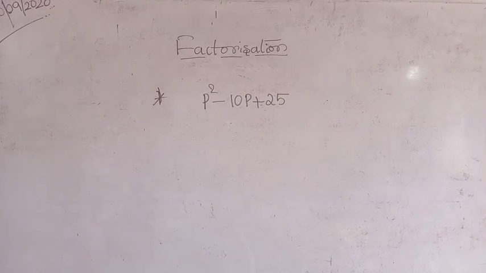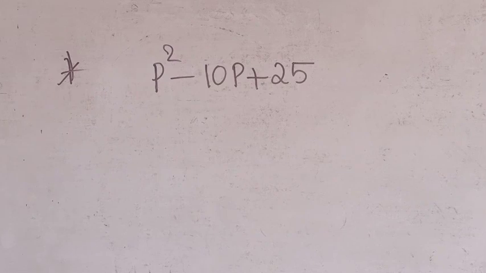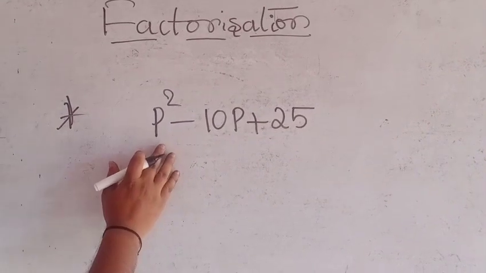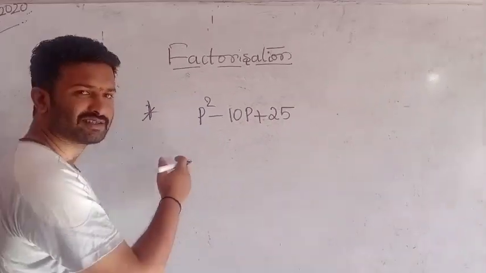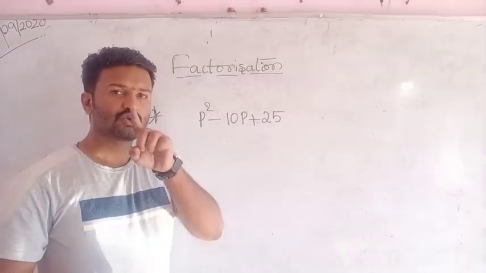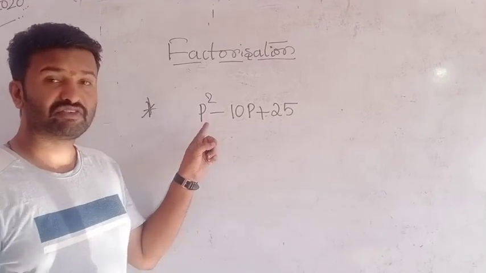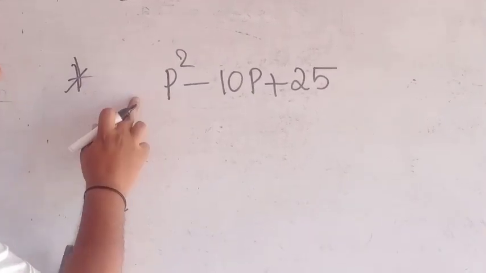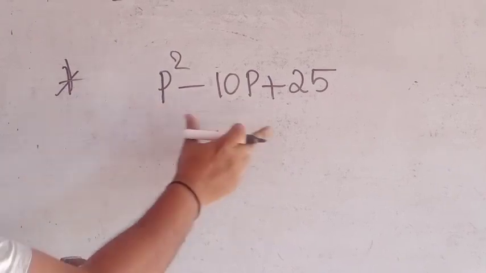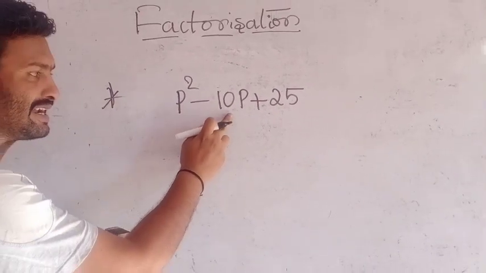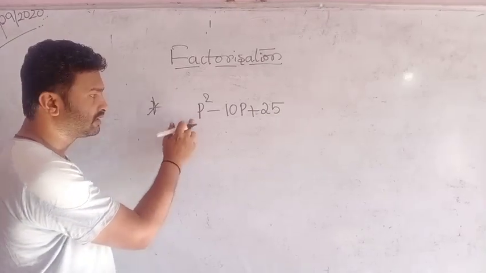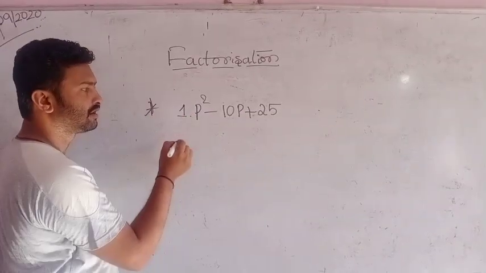Okay, this is also the same type of problem. It is also a quadratic expression only. How to find out the factors of this quadratic expression? Same method. First, you have to concentrate on the coefficient of the first term. Here nothing is there, means p square. The expression I will say is p square minus 10p plus 25. How much is the coefficient of p square? Nothing is there, means 1.